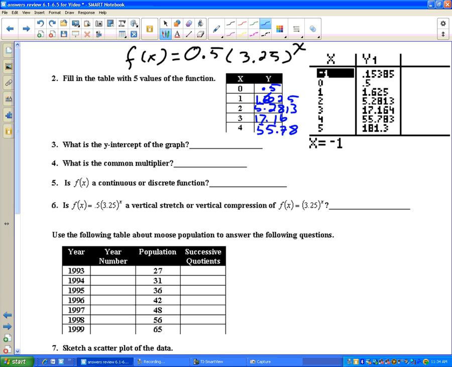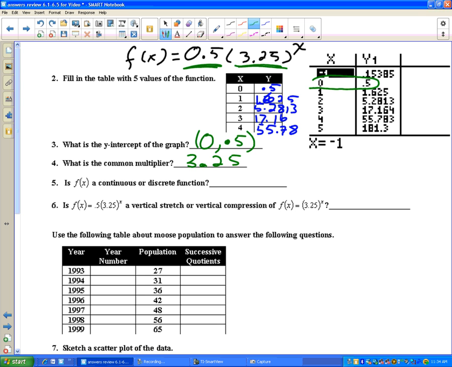What is the y-intercept of the graph? Well, y-intercept is where I cross, where x is 0. So that's the coordinate 0, 0.5, or just 0.5. What is the common multiplier? Well, here's my common multiplier, 3.25. This was my y-intercept, by the way.